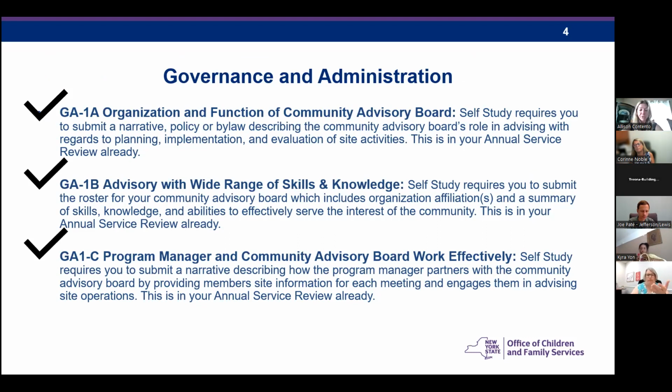And so the first one really has to do with describing that community advisory board, their role and advising with regards to planning and implementation and the evaluation of your site activities. And then for GA1B, those advisory members, so the roster from your advisory board, with some detailed information around their organization, their summary of skills, knowledge, abilities to effectively serve the interest of the community.